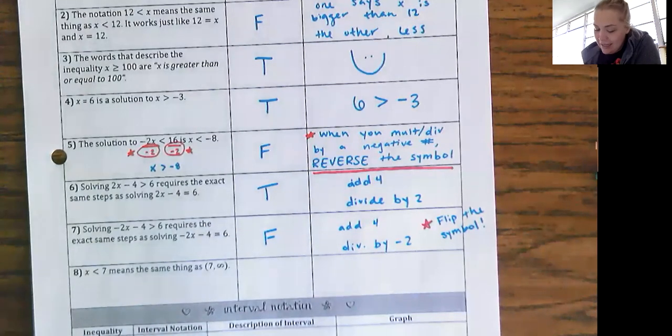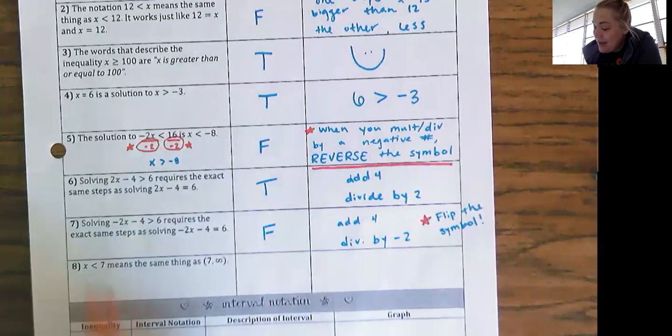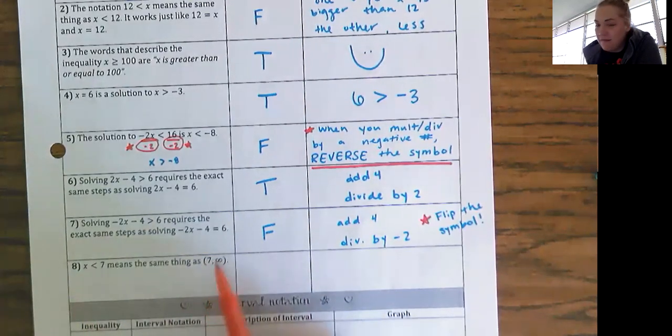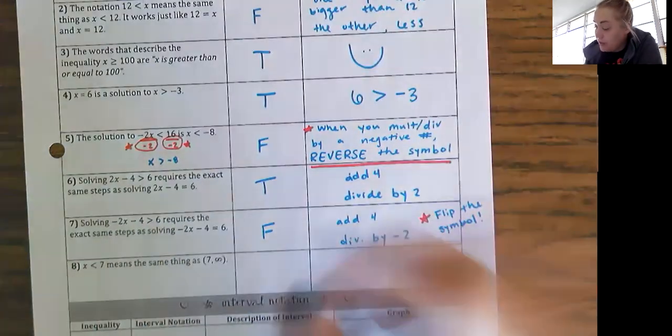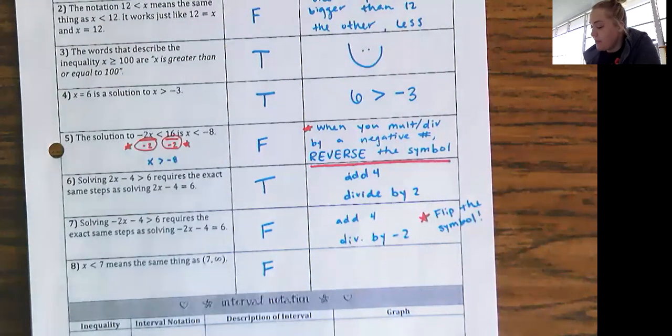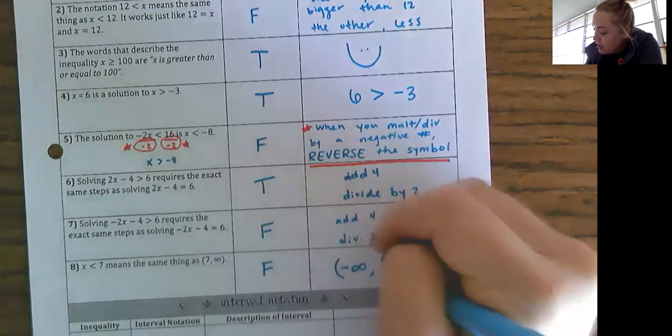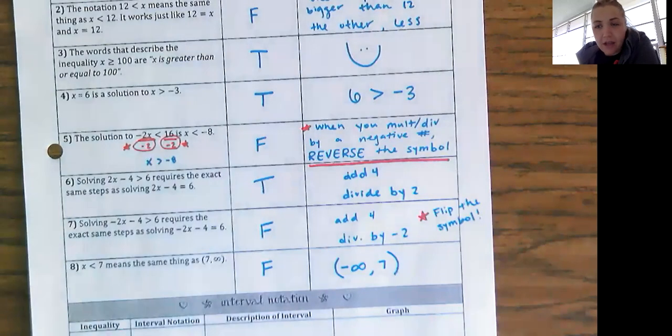All right, this last one. I'm sure you looked at this and thought, what? Let's talk about it. X less than 7 means the same thing as parentheses 7 comma infinity. That is actually false. And hopefully you're thinking, oh my gosh, thank goodness, I don't want to figure out what that means. It doesn't equal 7 comma infinity. It actually equals -infinity comma 7. So I hope that makes a lot more sense.